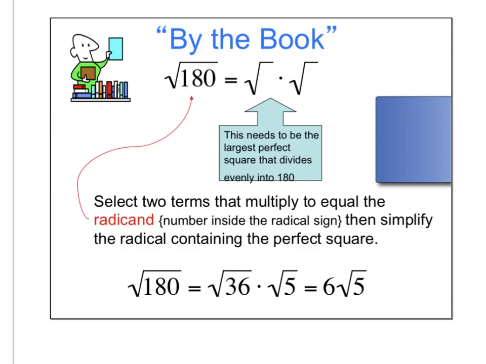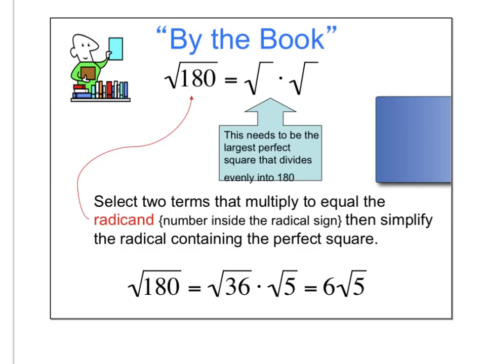All right, so we're going to talk about simplifying radicals. A radical is just a square root. The way that I was taught how to simplify a radical was I looked for numbers that would go into 180. So I'm looking for factors. What times what will give us 180?